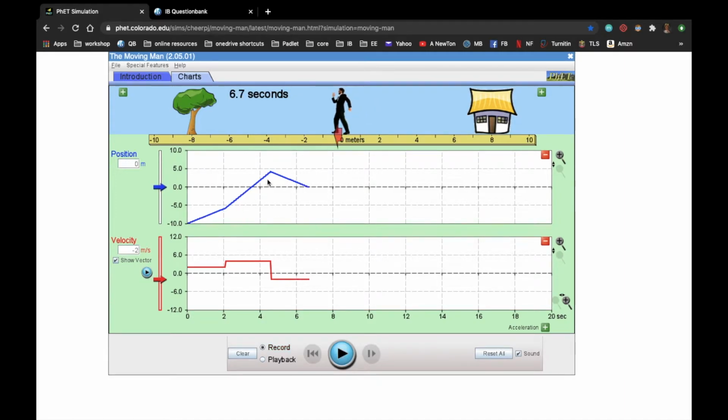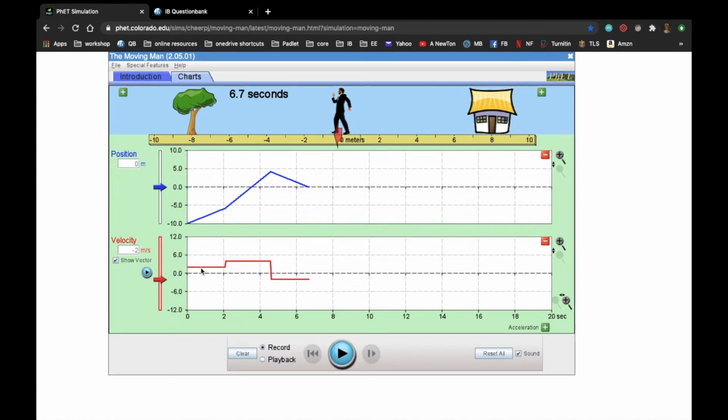See, he's now at the origin. Position mark shows at 0. He is at an unchanging velocity of -2. A minus velocity means moving backward.